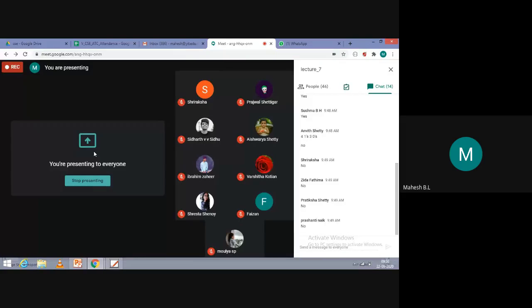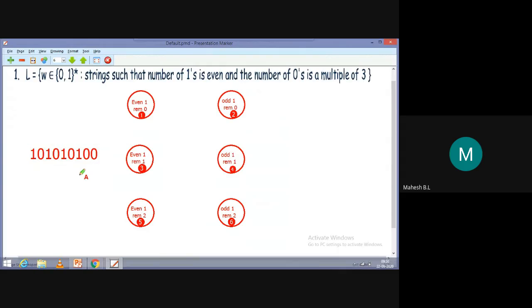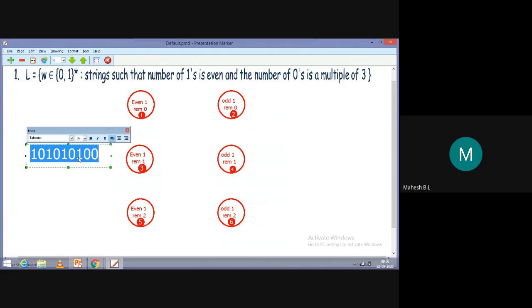Next, I'll consider one more: 1 0 1 0 1 0 1 0 0. Again, this string is also not part of the language. An even number of ones are there, but the number of zeros is 5, which is not a multiple of 3. When you divide 5 by 3, the remainder is 2. That's why it doesn't belong to the language. The number of zeros divided by 3 must give a remainder of 0, and only then, with an even number of ones, may it belong to the language.